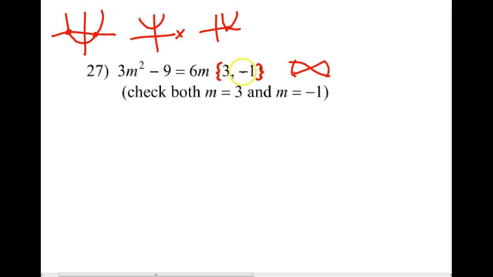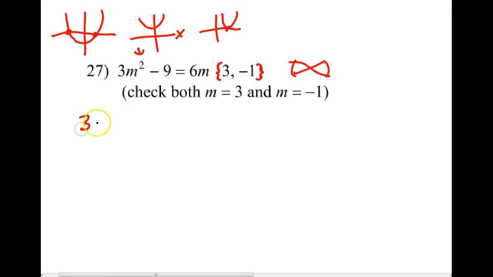So that's why we write it differently for something that has to the second power, because this is the number of solutions that are possible. If you're ever wondering how many answers could there be, the highest exponent, that's how many possible answers. So you want to check both. And unlike before where we did the system, this you can have one's an answer, one's not. You don't have to have them both true.